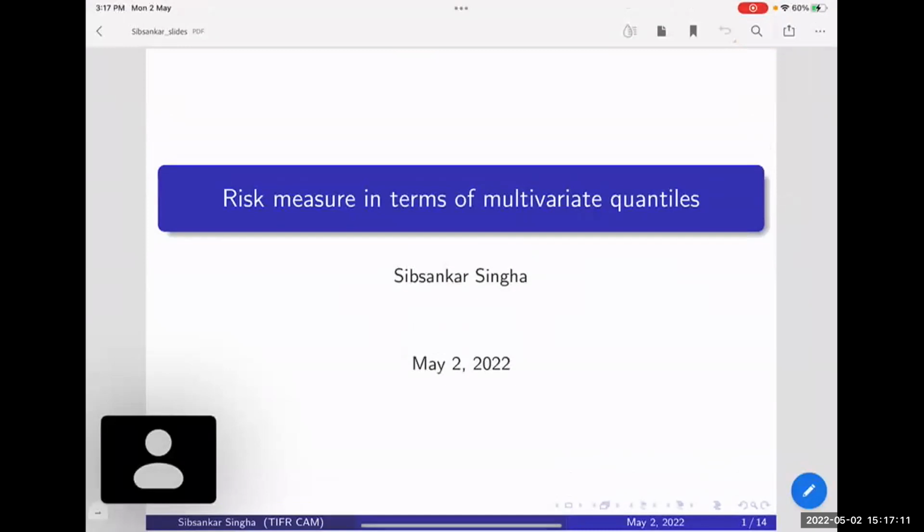Okay. So hello everyone. Today I'll be talking about risk measures in terms of multivariate quantiles. This is joint work with Marik Raj and Srikar Vadlamani. So let's start.